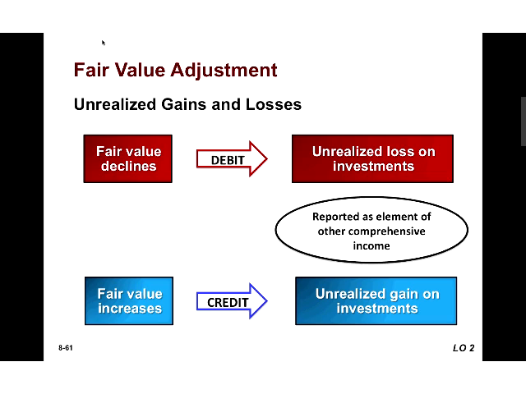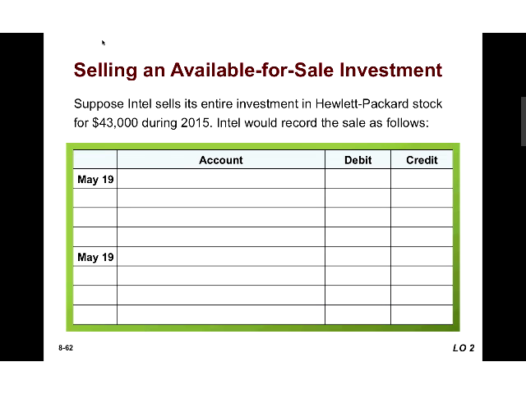At balance sheet date, it was worth $46,500. So we have a $2,500 unrealized gain. So let's now assume that it's now 2015 and we sell the entire investment for $43,000. Okay? So when we go to sell an investment, we have two adjusting entries we need to make.